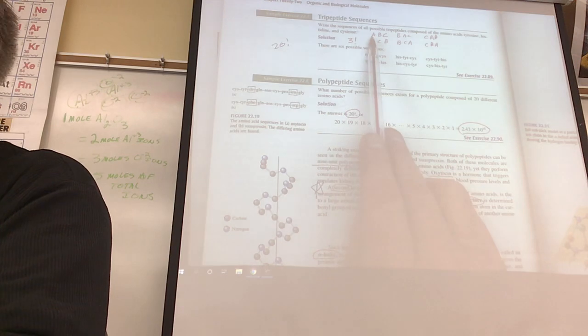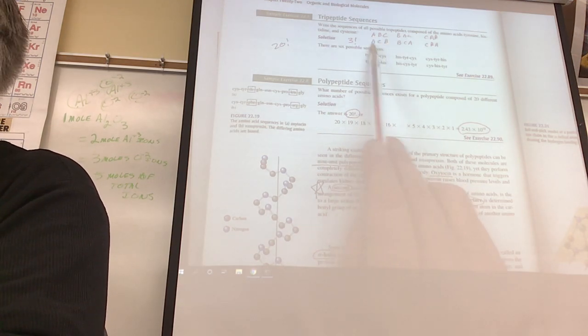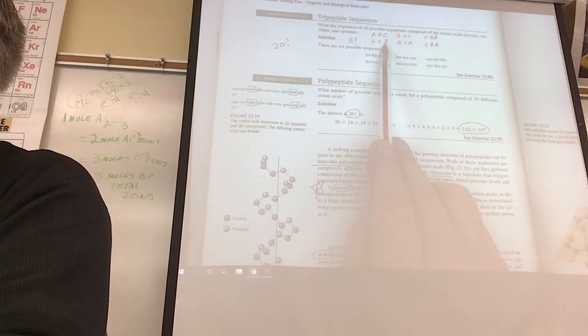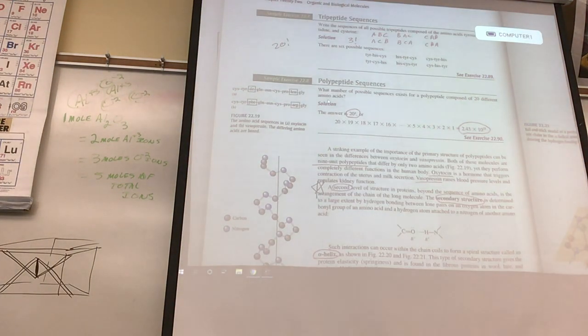I could go A, B, C. How else? I'll change the second one. A, C, B. Now, that's all I can do with having A as the first letter. Now, what about the next one? What if I want to have B as my first letter?